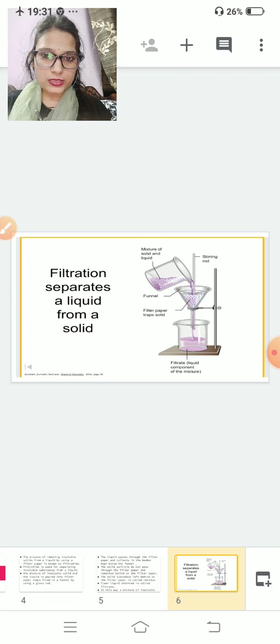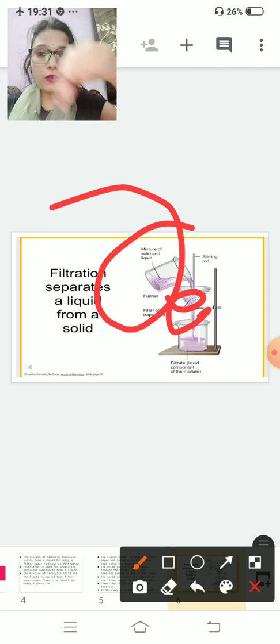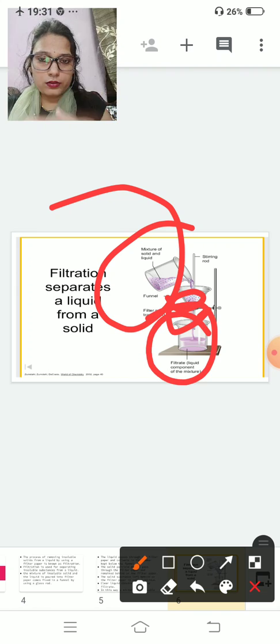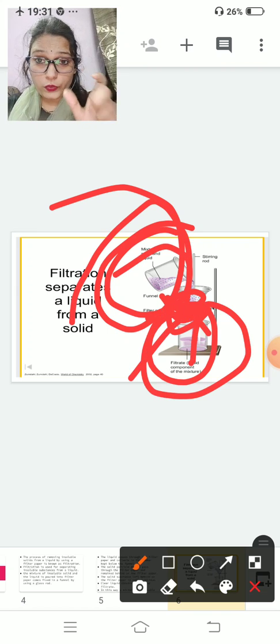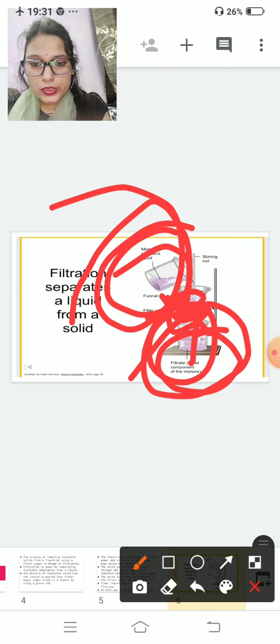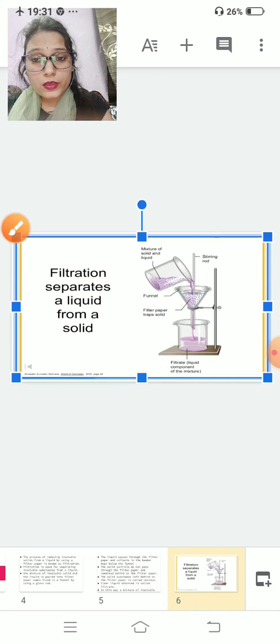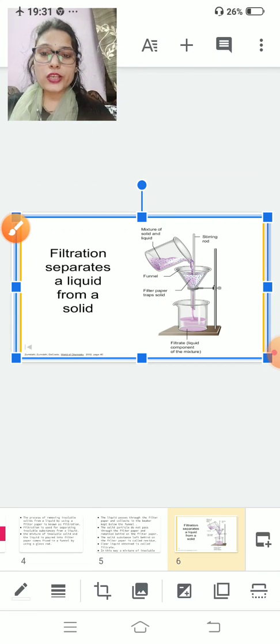Shall I explain once more? In this you will take a mixture. This is your funnel. In this you will put a filter paper, and at the bottom you will put a beaker, and when you pour this liquid into this funnel, what you will get is filtrate. Clear liquid is known as your filtrate, and whatever substance remains in the filter paper is known as your residue. I think this is clear to you. Shall we move to the next method?